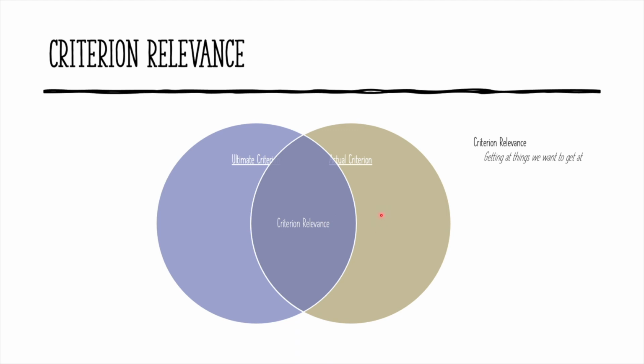However, there are these little bits on the outside here, and there's nice little names for those as well. So the stuff that we're not getting at with our measure is criterion deficiency. These are the things that are missing from our actual measure. It's things that we may want to get at, but aren't getting at. Now, this could be either on purpose, because we don't think they're measurable, and we may not think they're important, or it could be just by mistake because we may have a bad measure.